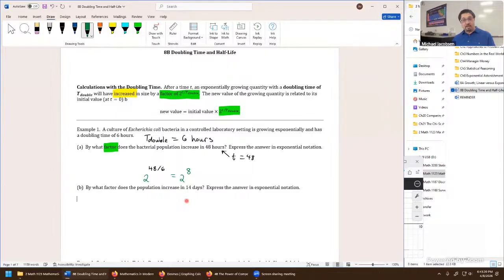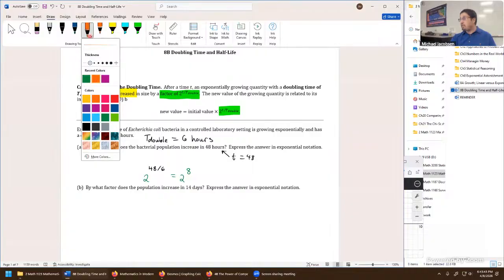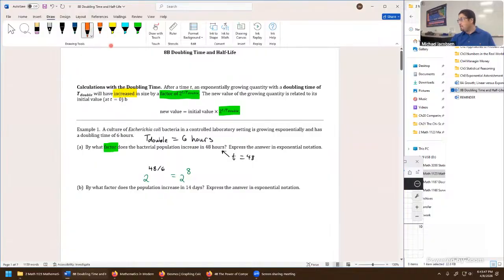And now part B is the same kind of question, but it's asking for 14 days. That means it's a trickier question in a certain sense. We have to do unit analysis on this one, returning back to our work in chapter 2, because if the doubling time is in hours, the variable t and t double must be in the same unit. So that's a unit conflict right away when it says 14 days. So let's make a quick note here, just as a word of warning.